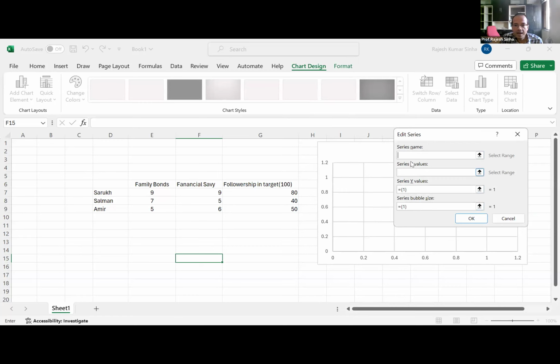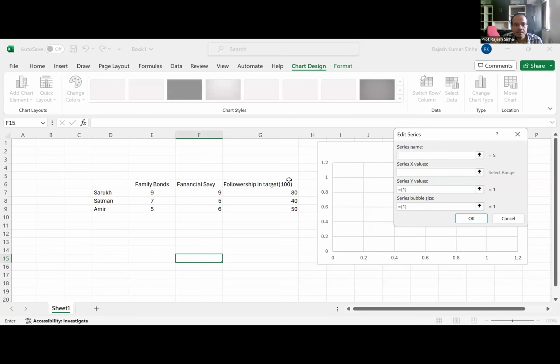So my plan is that in series name, I will be mentioning Shahrukh Khan, Aamir Khan, or whatever. Series X value, what should be the x-axis? I think family bond should be my x-axis. All right. Let me change. Okay, no, the values are like this. So series Y should be my financial savvy thing, and the size of the bubble will be followership in the target. So let me do one by one.